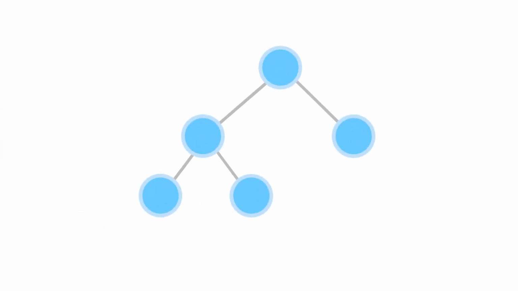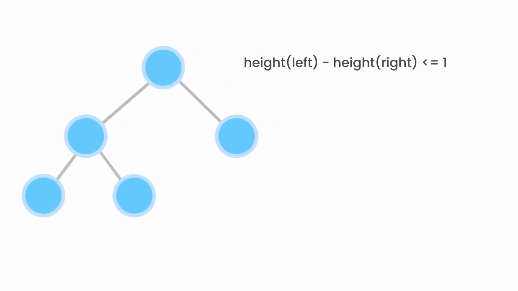As I told you before, most of the operations on a binary search tree run in logarithmic time. But this happens only if the tree is balanced. In a balanced tree, the difference between the height of the left and right subtrees of every node should be less than or equal to 1. In other words, we cannot have a long branch. Let's look at a few examples.